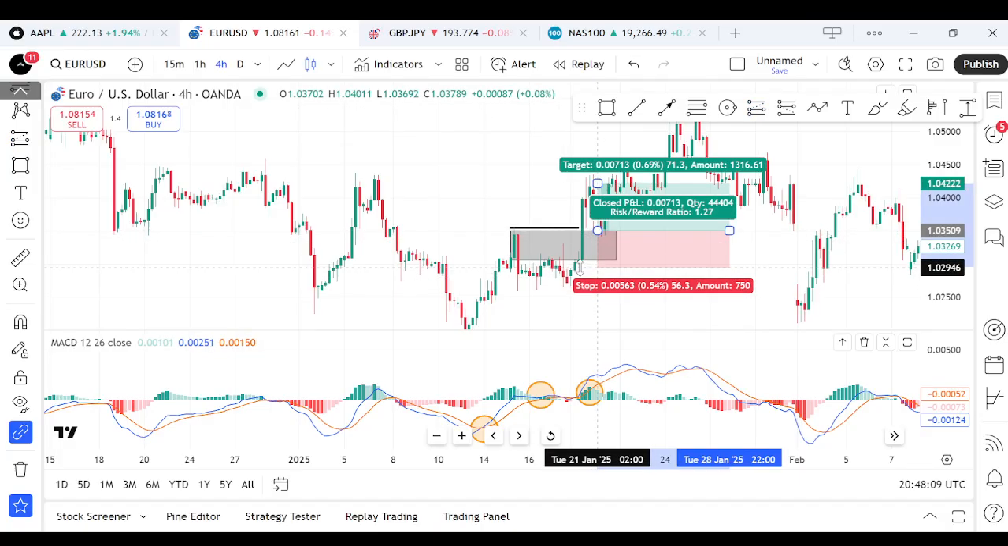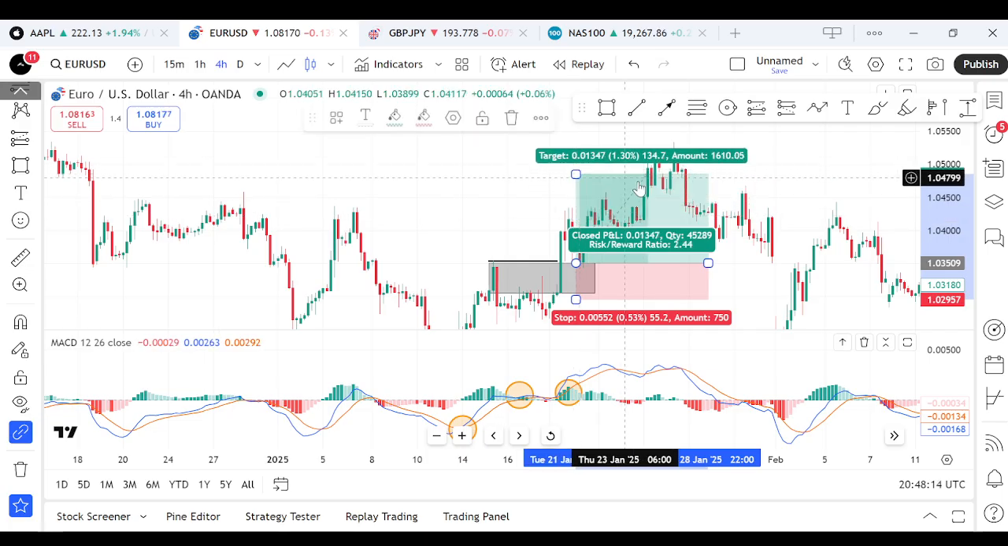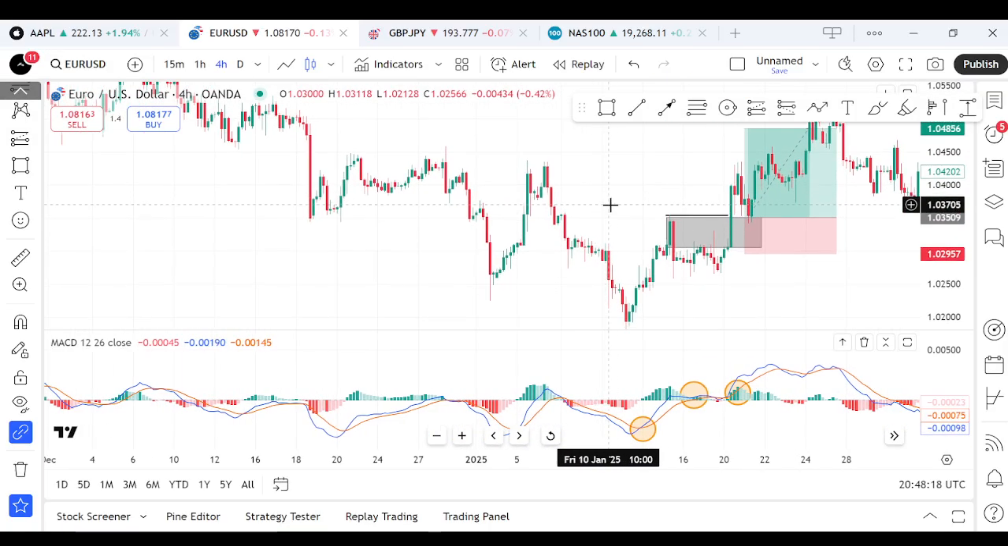Just place our stop loss just below that key level, and I'll take profits all the way. It could be 1:2 or 1:3 risk to reward ratio. So it's very easy.